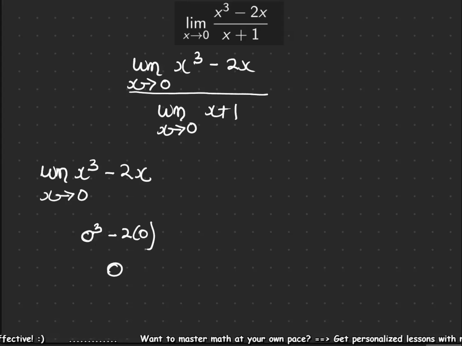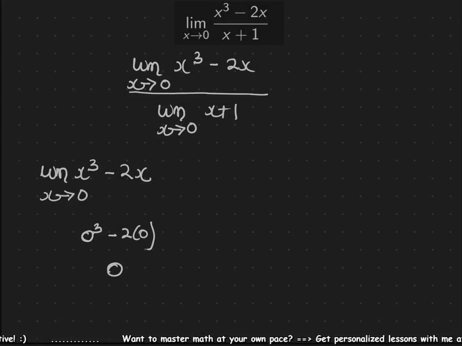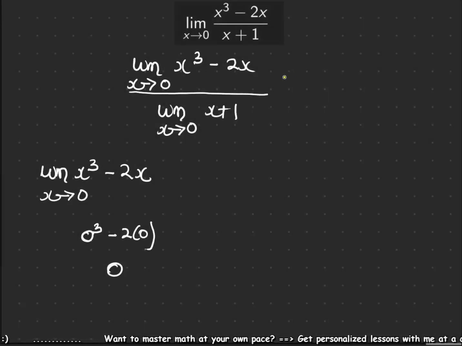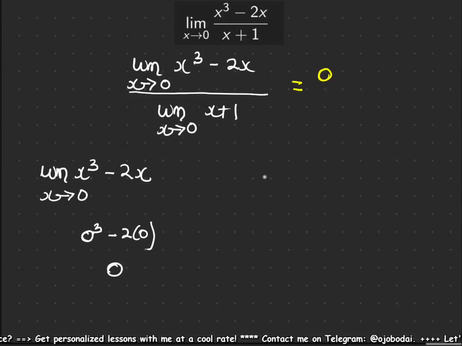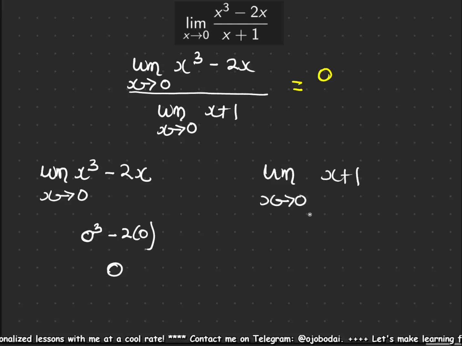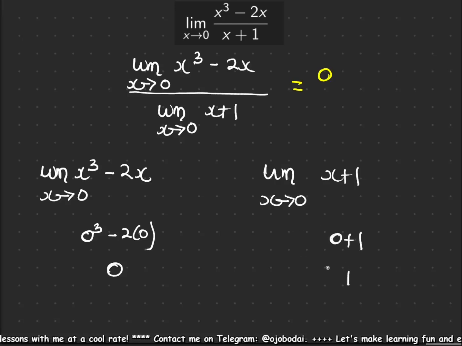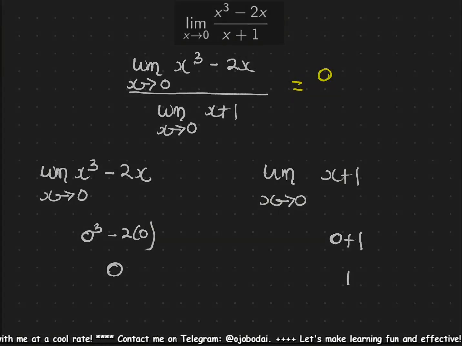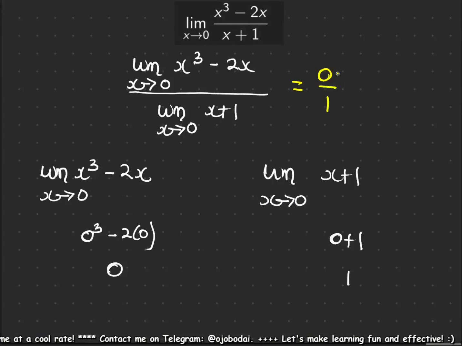So that simply means that the numerator, when evaluated, gives us a what? 0. Then we come to the denominator, which has the limit of x plus 1 as x approaches 0. So using the direct substitution, we have 0 plus 1, which is equal to 1. Hence, if you substitute it back into our question, we are going to get what? 0 over 1. And we know 0 over 1 is just what? 0. Because 0 over any number is still 0.